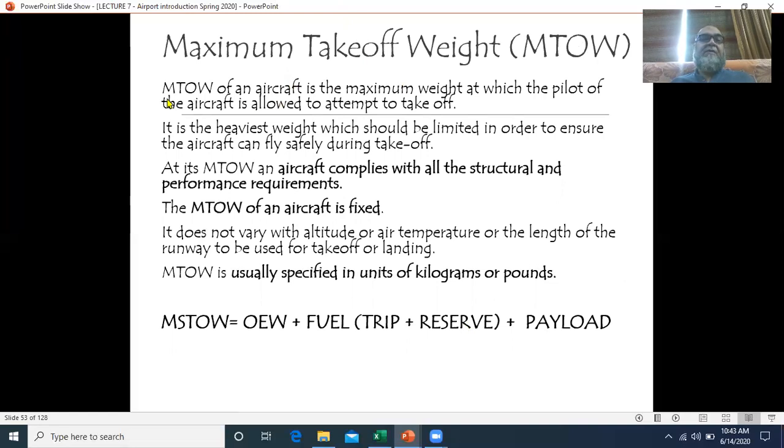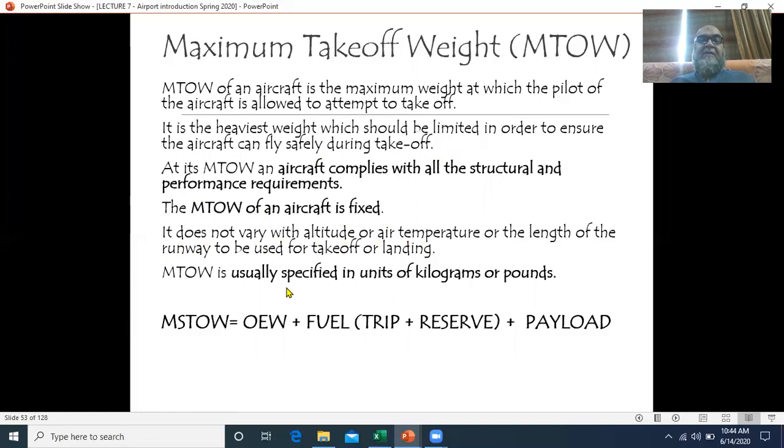MTOW, maximum takeoff weight, is the maximum weight that the pilot of an aircraft is allowed to attempt to take off. It is the heaviest weight, which should be limited in order to ensure the aircraft can fly safely during takeoff. The MTOW of an aircraft is fixed. It does not vary with altitude or air temperature or the length of the runway.